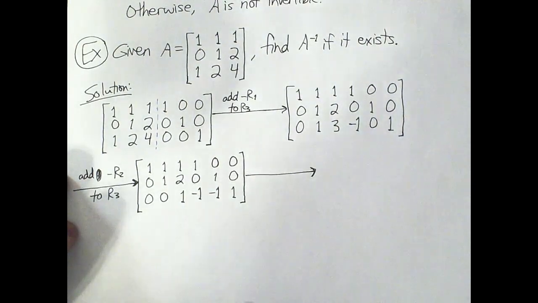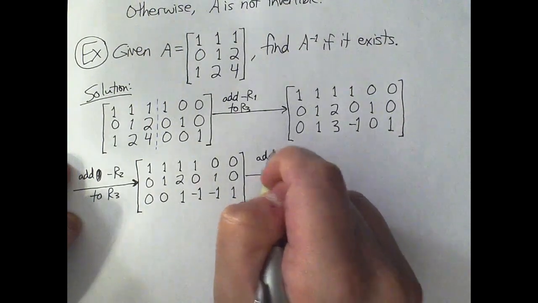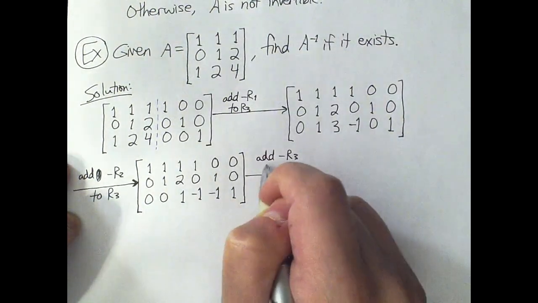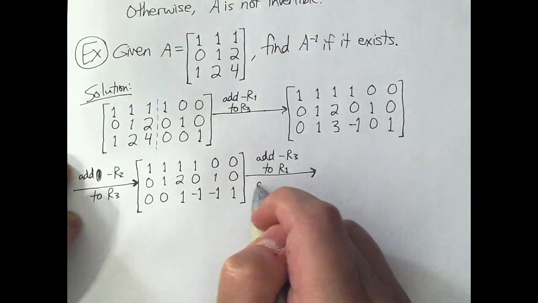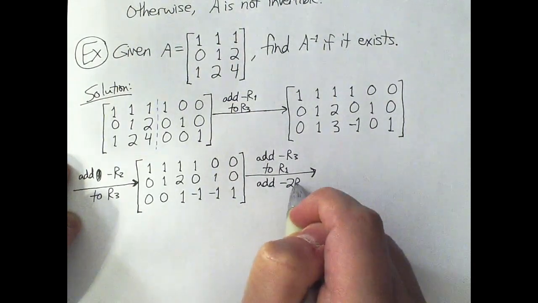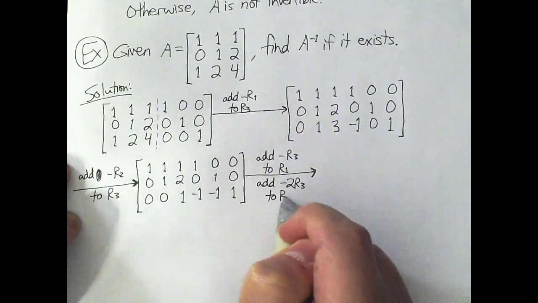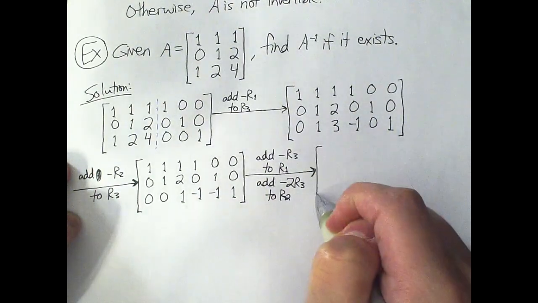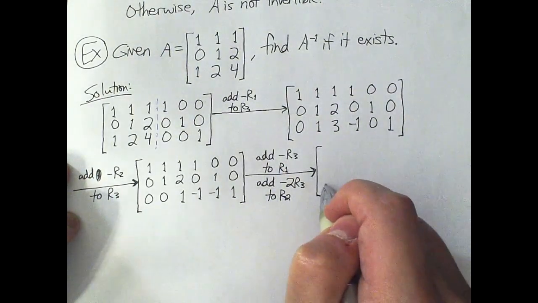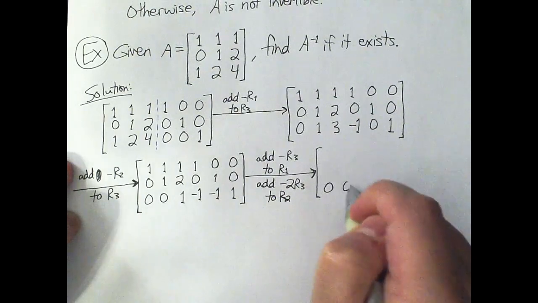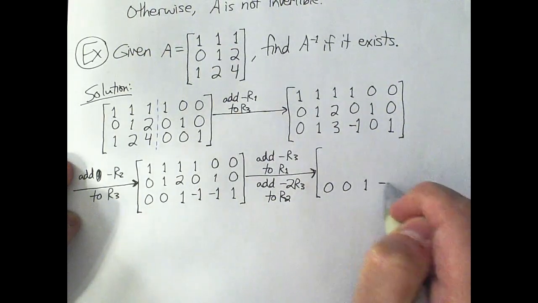For my next step, I decided to do 2 steps at once. We want to add -R3 to R1. I think that's going to help with row 1. And I also wanted to add -2R3 to R2. So I'm changing row 1 and I'm changing row 2. The only row I'm not changing is row 3, so I'm going to write row 3 first. A lot of times I like to write whatever's not changing.